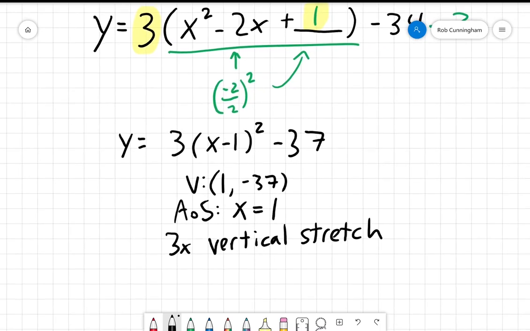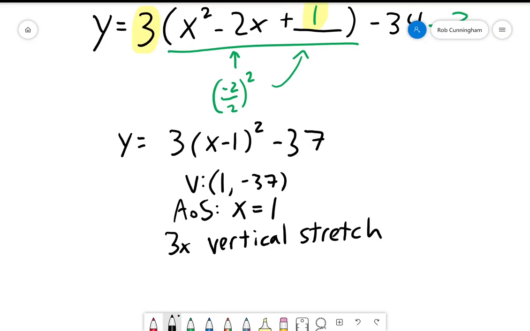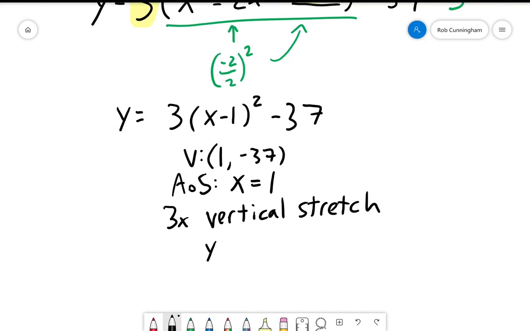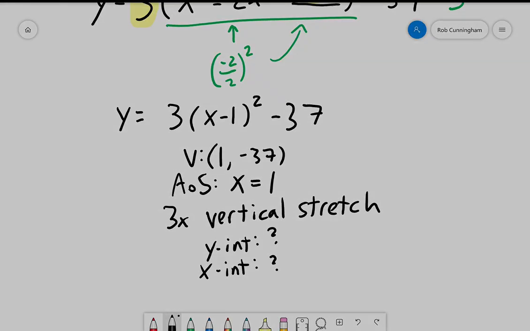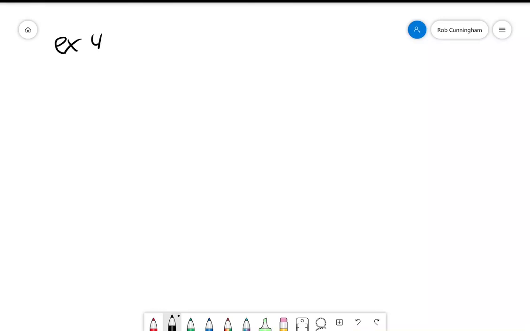If you really want to challenge yourself, see if you can also find the y-intercept and the x-intercepts. But for now, let's move on to the next example. Example 4.